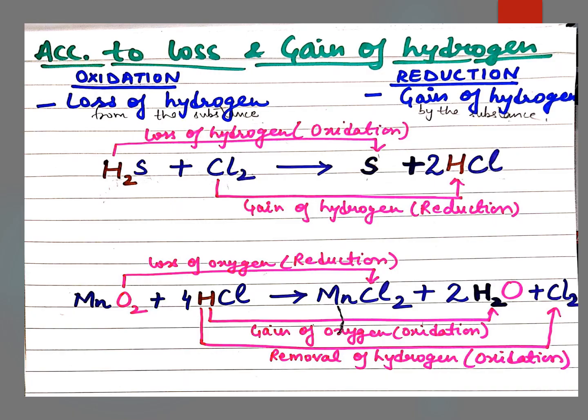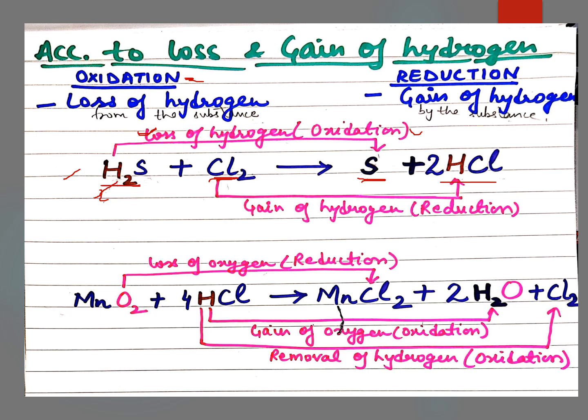Let's take an example and differentiate between oxidation and reduction on the basis of loss and gain of hydrogen. So let's look at this simple example. Hydrogen sulfide gas is reacting with chlorine gas and it forms solid sulfur and hydrochloric acid. See, what is happening in this reaction is hydrogen sulfide gas is losing its hydrogen. So there is loss of hydrogen and it forms sulfur. If there is loss of hydrogen, that means oxidation is happening here.